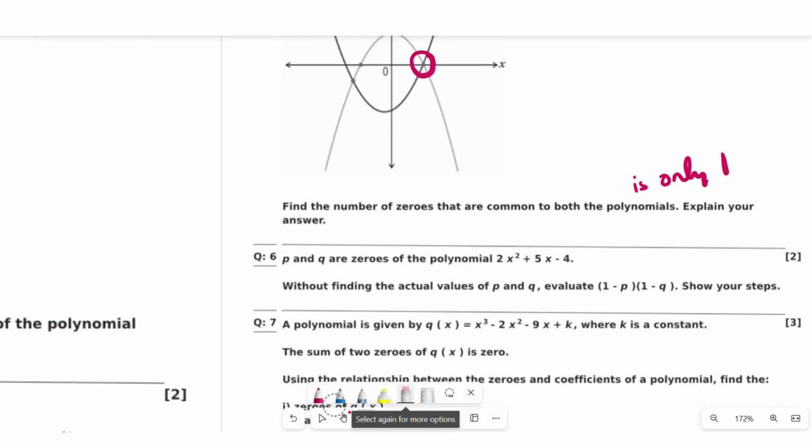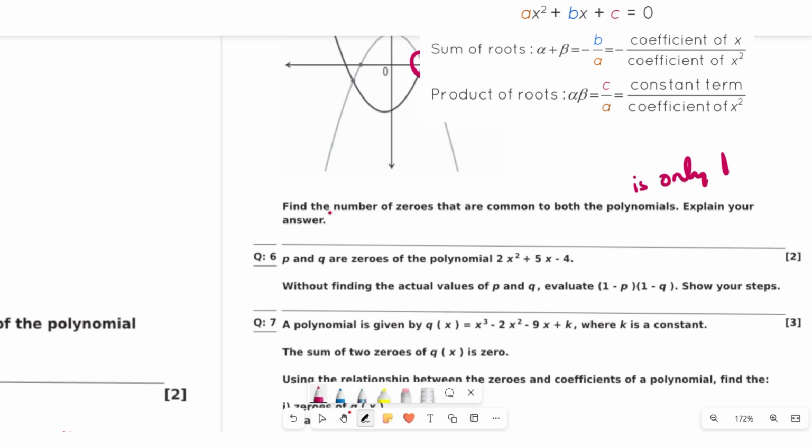Moving on to the next question, question number 6. P and Q are the zeros of this polynomial. So as we know the zeros of the polynomial are P and Q, immediately I can use the relationship between the zeros and the coefficients of the polynomial, which says the sum of the zeros is equal to minus coefficient of x, which is minus 5 by coefficient of x squared 2. And the product of the zeros is the constant term minus 4 divided by the coefficient of x squared, 4 by 2, which is equal to minus 2.